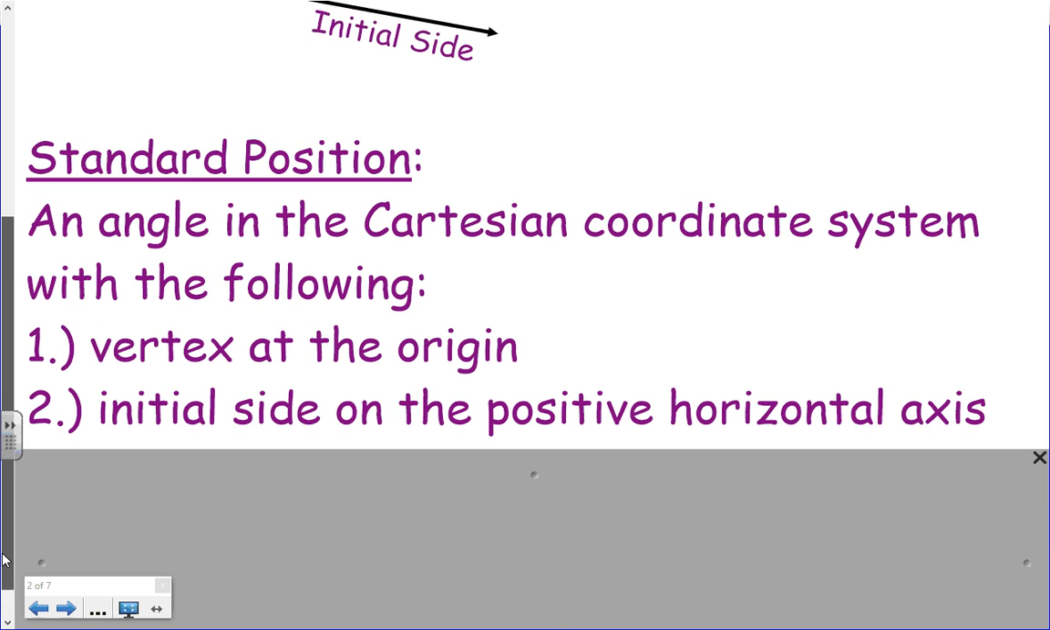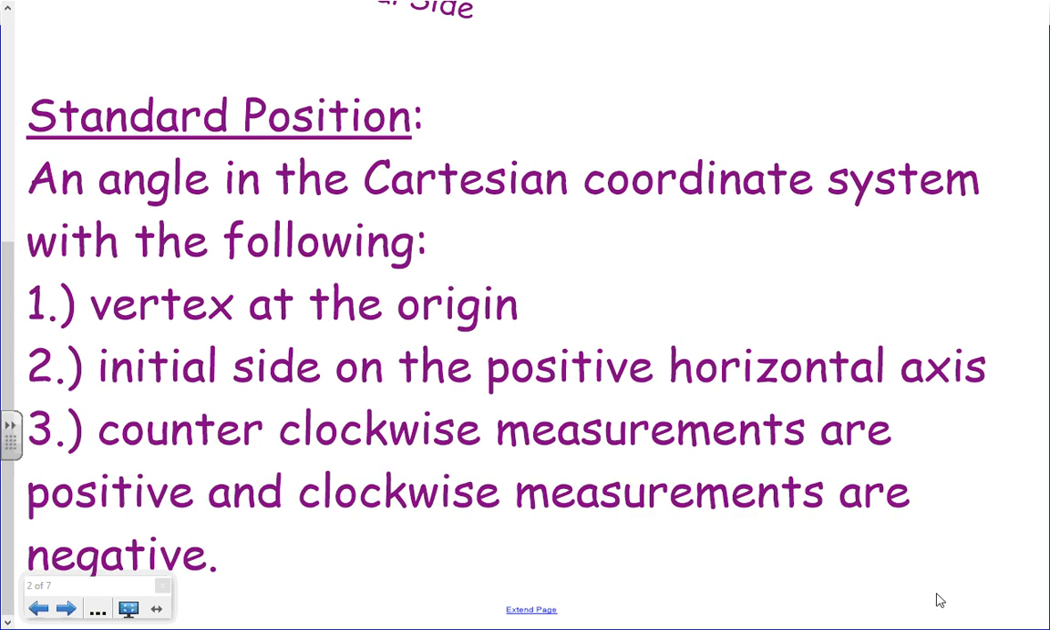And then finally, the third piece here to make this an angle that's measured in standard position is the way that we actually measure that angle. And this is why your angle has to have a direction, why it has to have an arrow indicating a direction. And that's because counterclockwise measurements are going to be positive. So as you go counterclockwise, those are positive angles. And if you measure that angle in a clockwise direction, clockwise measurements are negative.